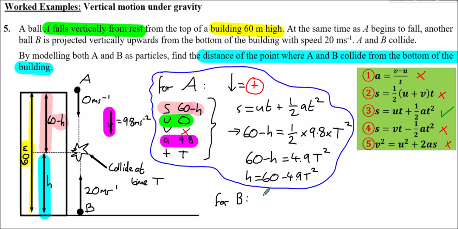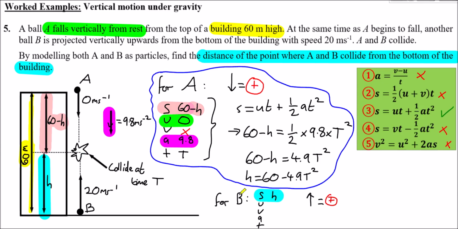So for B, let's apply SUVAT in terms of B. For B, the displacement, I'm going to take the initial direction of B, which is going up, to be the positive direction. I'm just going to say that upwards for B is positive. The displacement of B when they collide is h. Okay, so that's h.